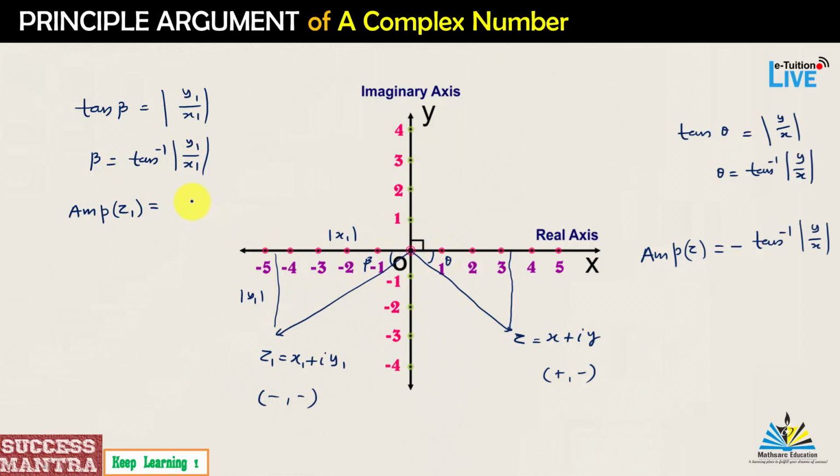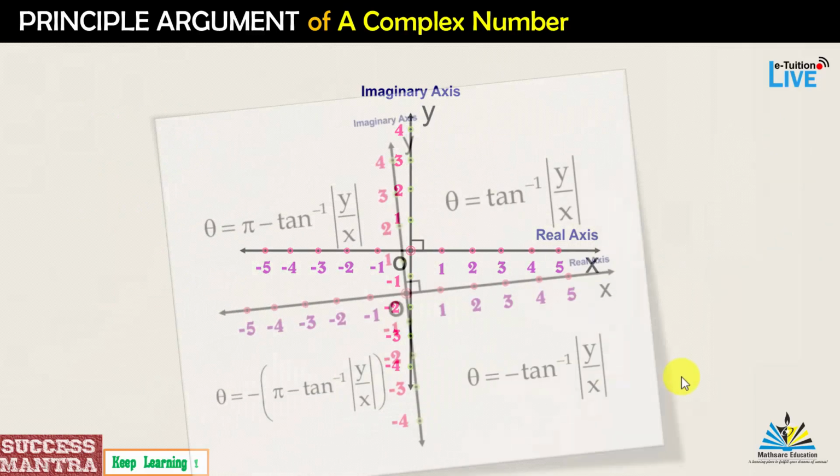So this is pi minus beta, and since this is measured in anti-clockwise direction, we have to take the minus sign for this case, and hence this is beta minus pi. So that is tan inverse mod y1 upon x1 minus pi. So this is the principal argument for a complex number in the third quadrant.